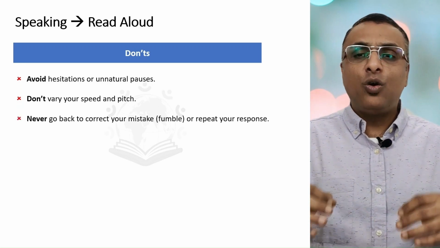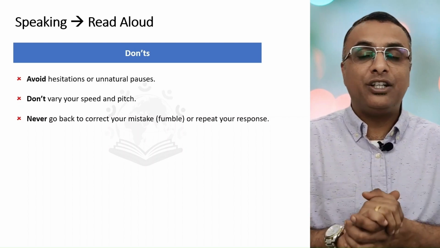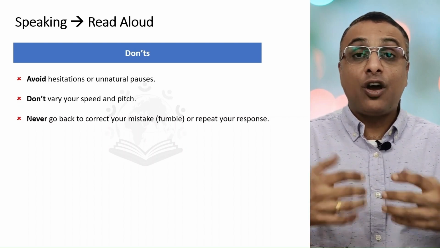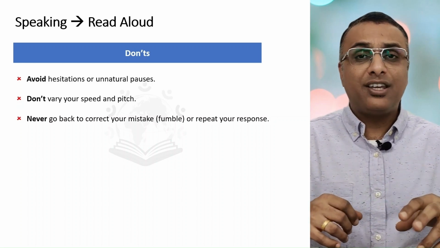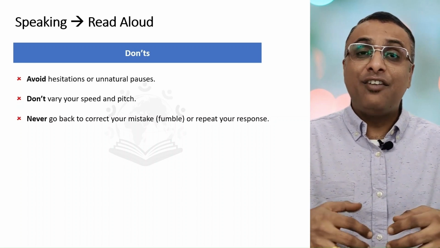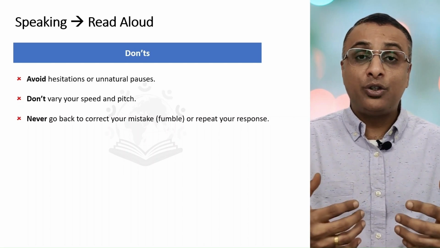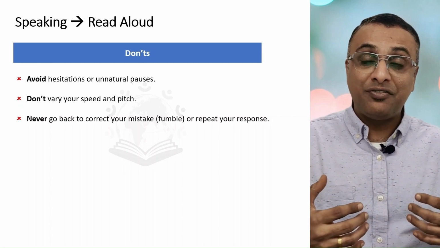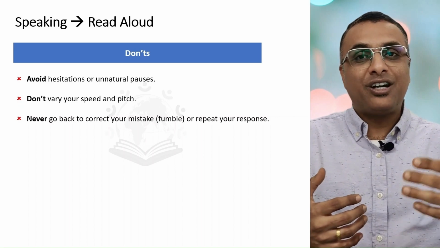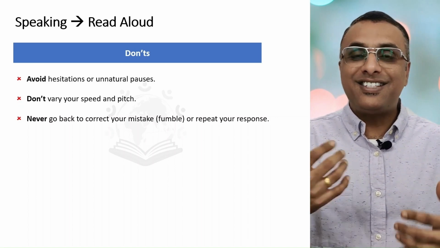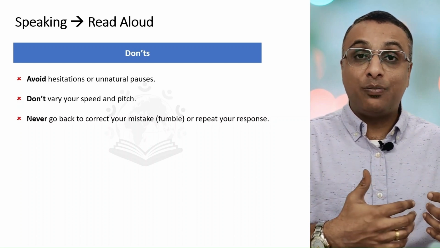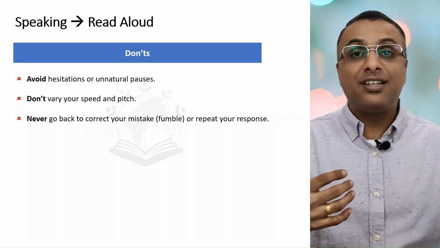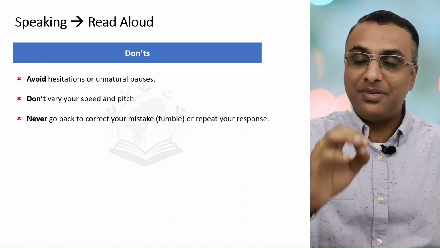Next thing, don't go back and correct yourself or repeat your response. It means that you're fumbling. What do you mean by fumbling? For example, while you're walking, you may slip or trip. If it happens like that, what would you do? Would you go back to the same position from where you slipped? No, right? You would continue walking. The same way, while you're speaking, you shouldn't go back and correct your mistake. You should continue speaking the same way, even though you make a mistake.